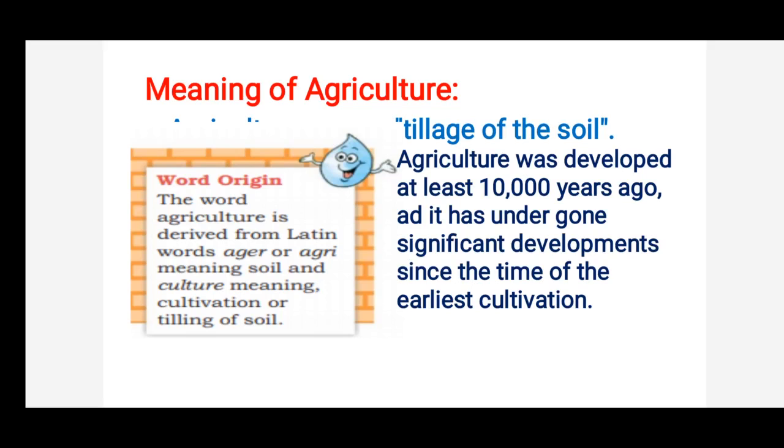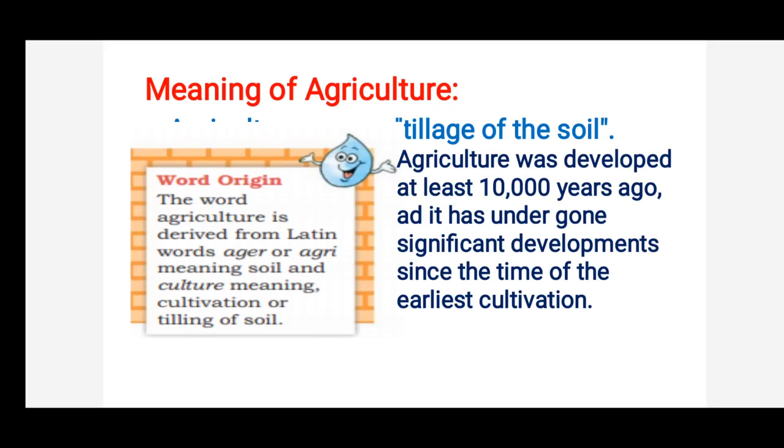Here they have given the word origin. See once, the word agriculture is derived from a Latin word ager or agri, meaning soil. Ager means what, children? Soil. And culture means what? Cultivation. So the word agriculture has been derived from the Latin word ager or agri, meaning soil, and culture means cultivation. Right. So the meaning of agriculture is also tillage of soil. Tillage means plowing of the soil. So after plowing the soil, we grow the crops.